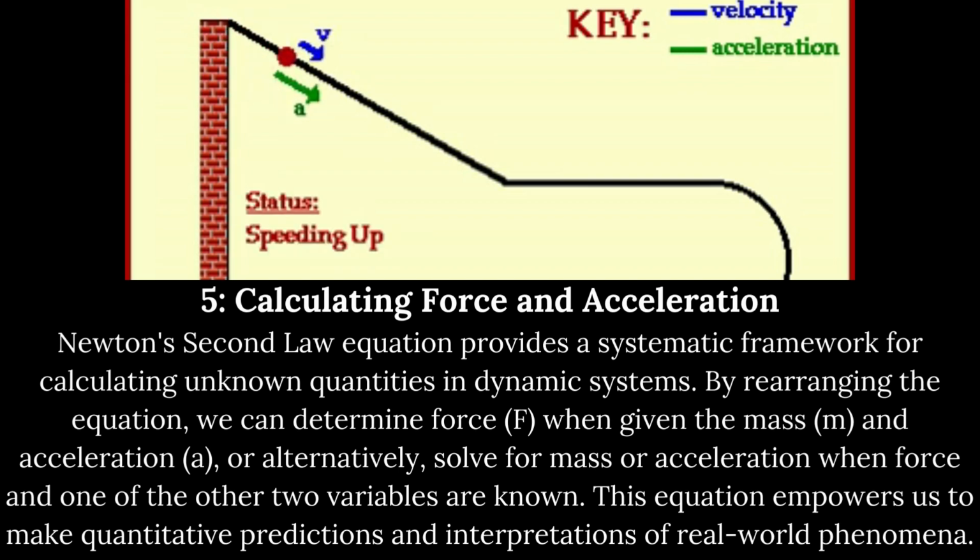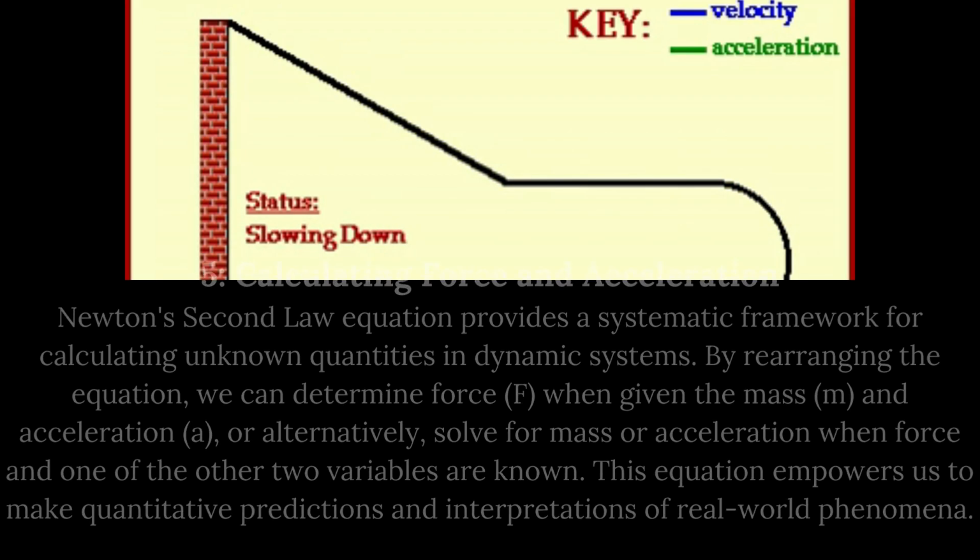5. Calculating force and acceleration. Newton's second law equation provides a systematic framework for calculating unknown quantities in dynamic systems. By rearranging the equation, we can determine force, F, when given the mass, m, and acceleration, a, or alternatively, solve for mass or acceleration when force and one of the other two variables are known. This equation empowers us to make quantitative predictions and interpretations of real-world phenomena.